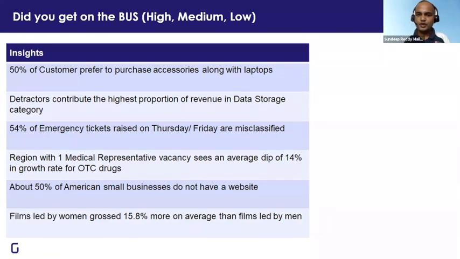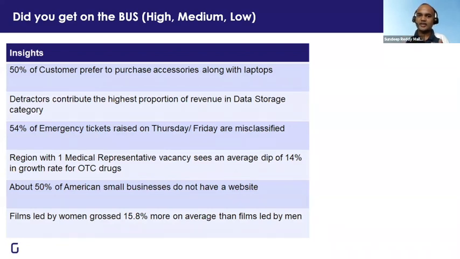In these tickets, the insight is that 54% of emergency tickets, tickets that are raised with an emergency flag on Thursdays and Fridays, are misclassified, which results in longer turnaround time for closure of these tickets. Now, what do you think about this? Is it surprising or big or even useful?